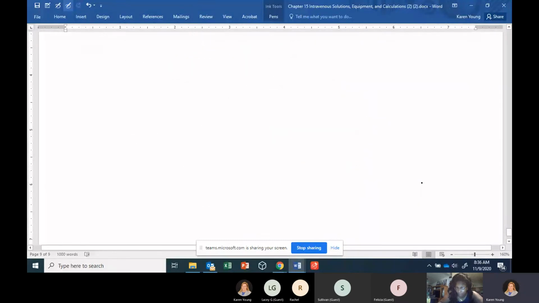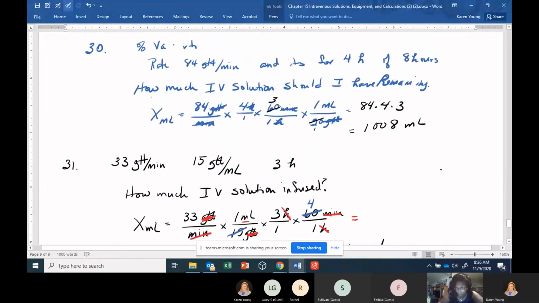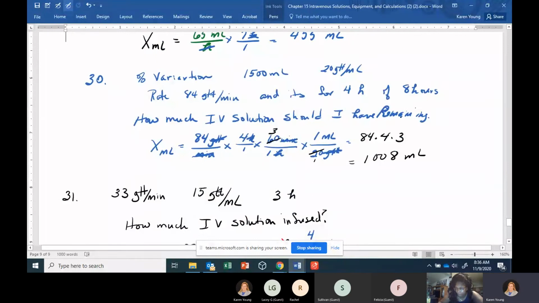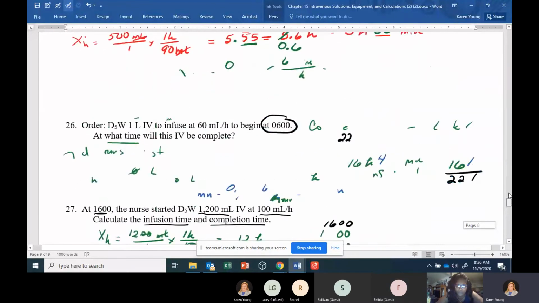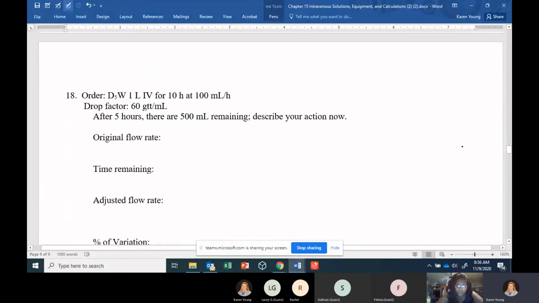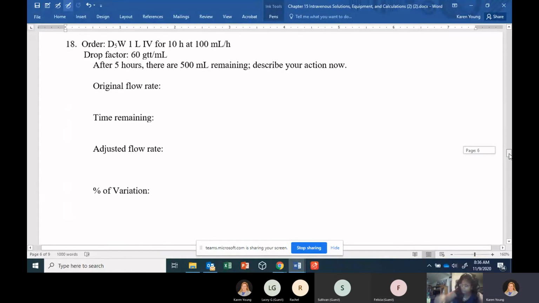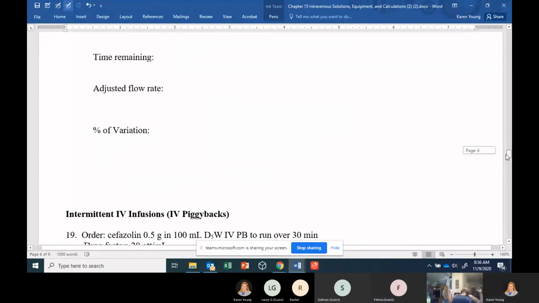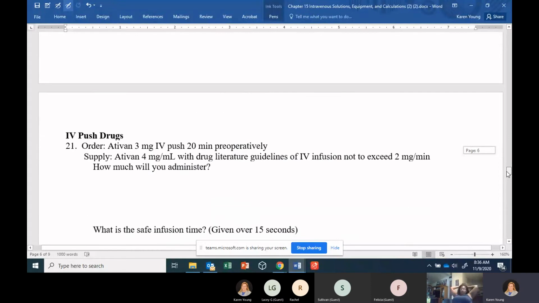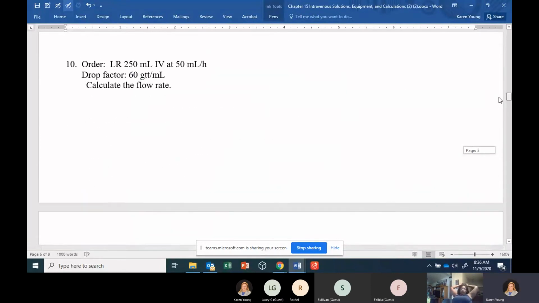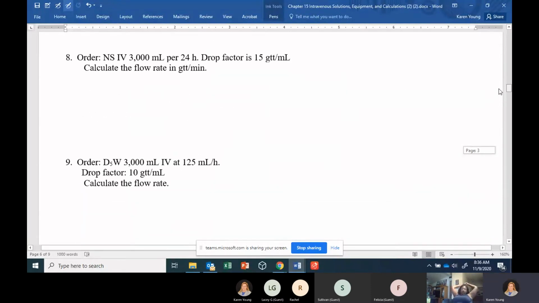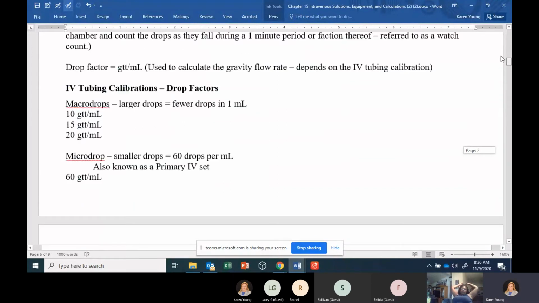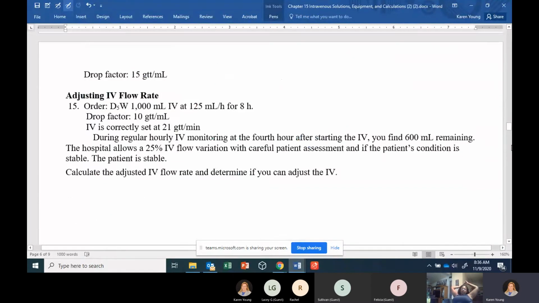So that's it for 15. Do you have questions on anything on 15 that I need to go back over? Doing the percent of variation or the infusion rate, the IV push, the flow rates for drops per minute or flow rates per hour. Do we need to redo any, or do I need to work any of those for you?